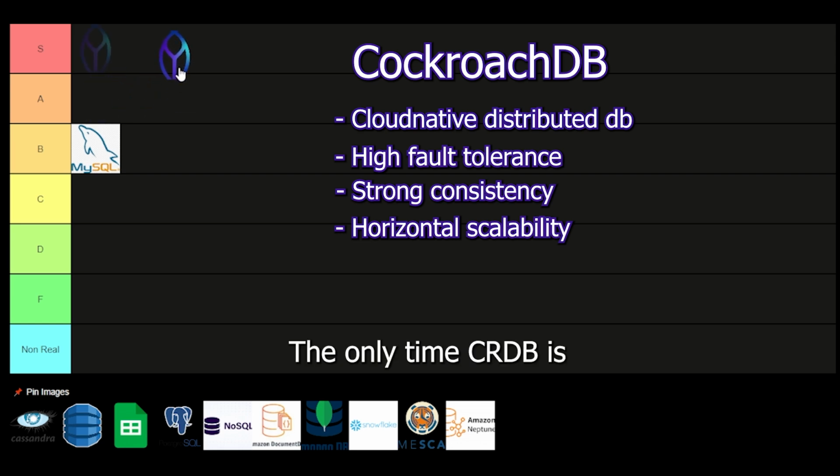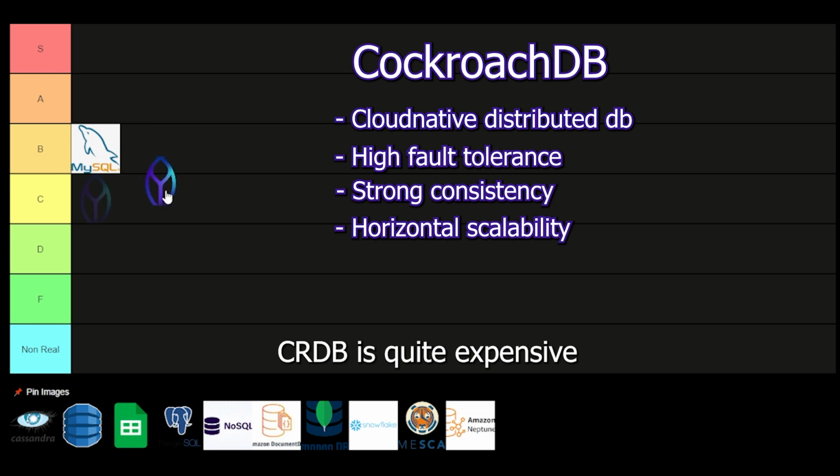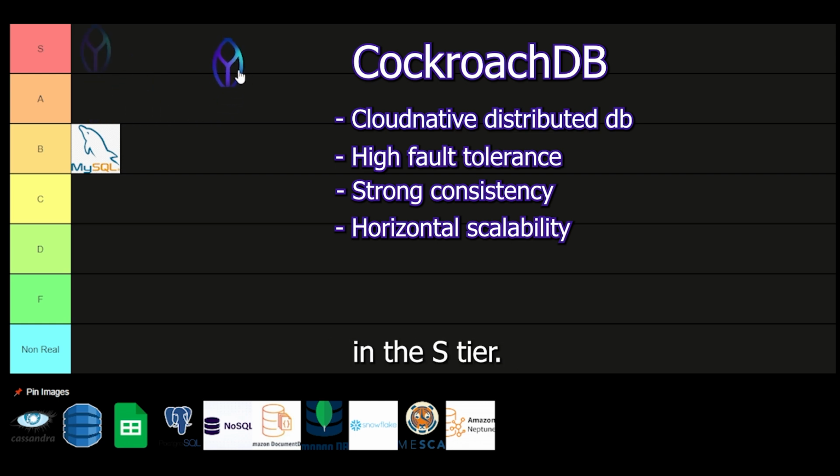The only time CRDB is not great is when you are on a tight budget, since CRDB is quite expensive, or when you have an unusual need for complex joins. Other than that, Cockroach definitely belongs in the S tier. If you aren't familiar with Cockroach DB, I would highly recommend reading more about it for your future system design interviews. But this one's going in the S tier for me.